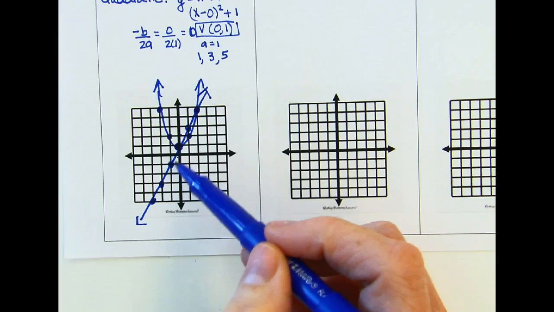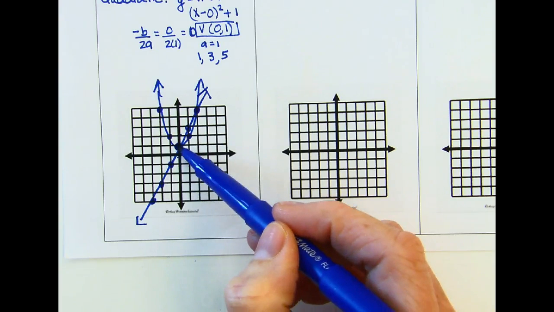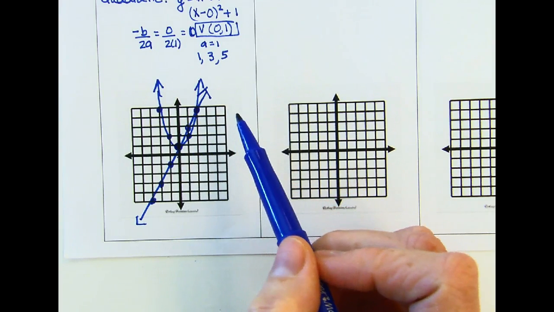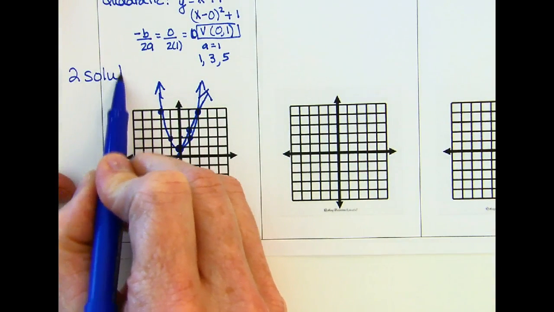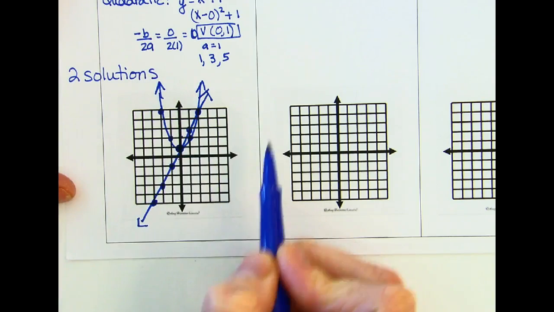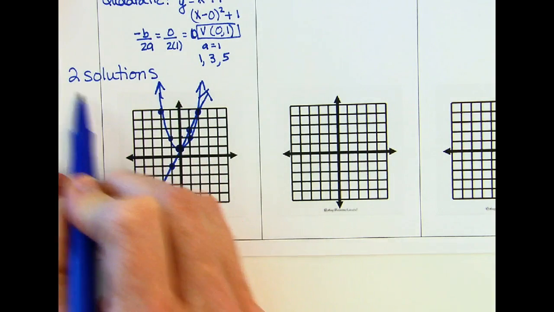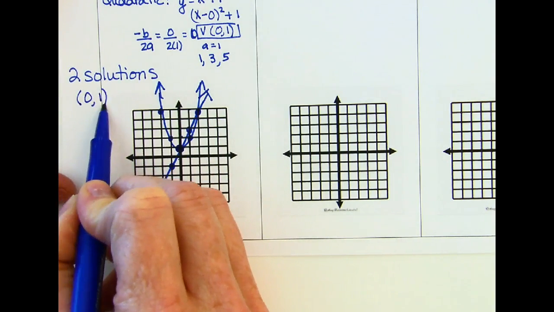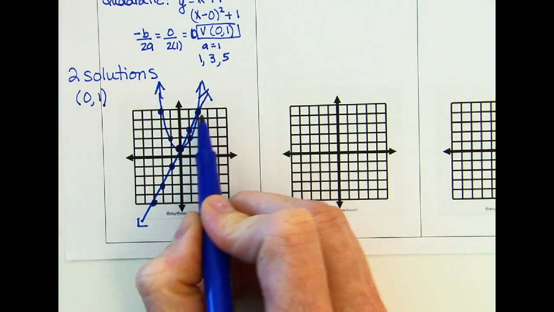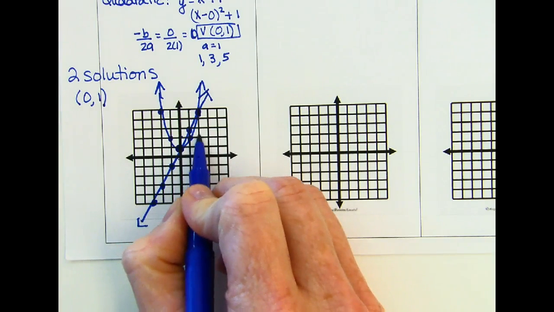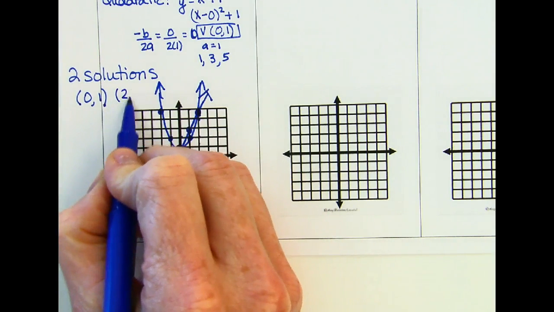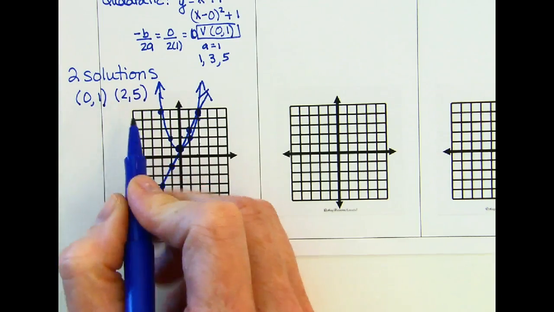So we no longer have just one solution. We actually have 2 solutions for this one. So 2 solutions happen with this linear and quadratic. The first solution is here. That is 0, 1. And the second solution happened here, which if we count that, it is 2, 1, 2, 3, 4, 5. So that is 2, 5.